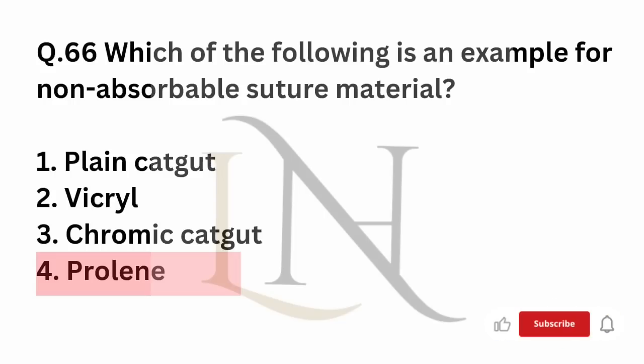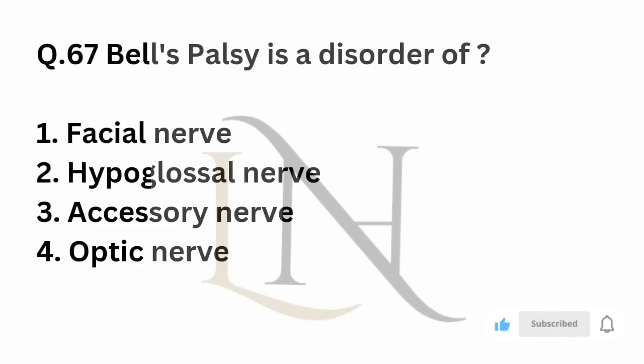Move to next MCQ. Bell's palsy is a disorder of option 1 facial nerve, option 2 hypoglossal nerve, option 3 accessory nerve, option 4 optic nerve. Answer is option 1 facial nerve is correct answer. Move to next MCQ.